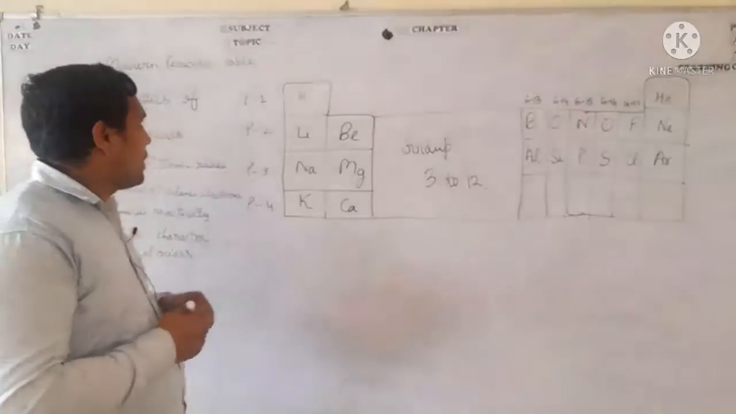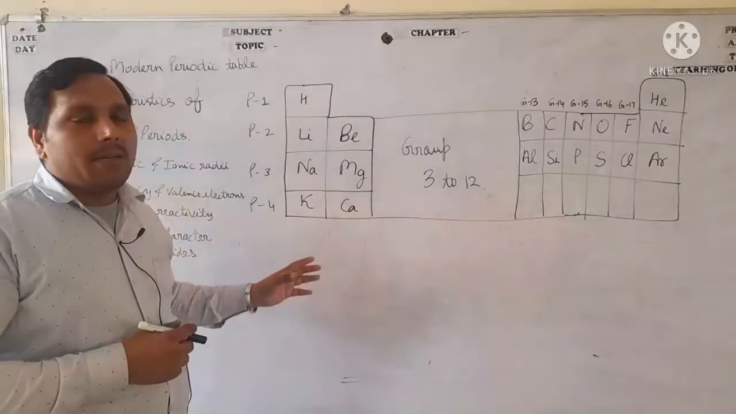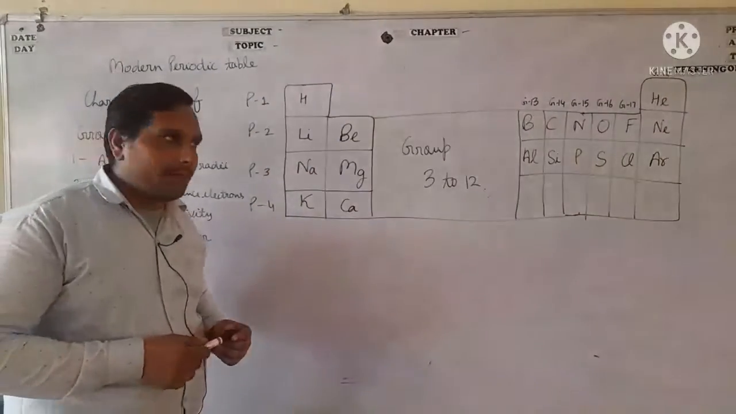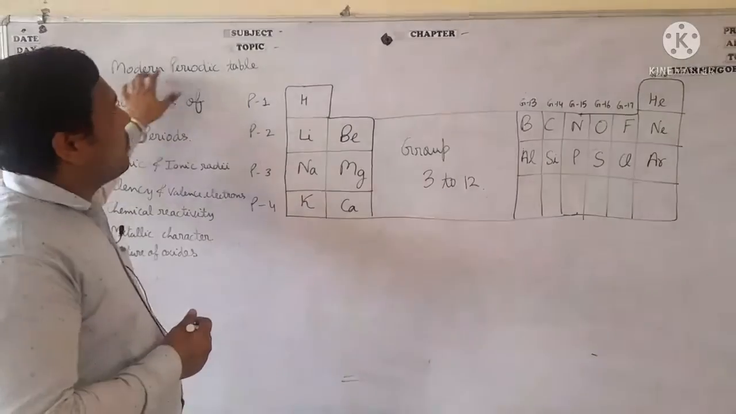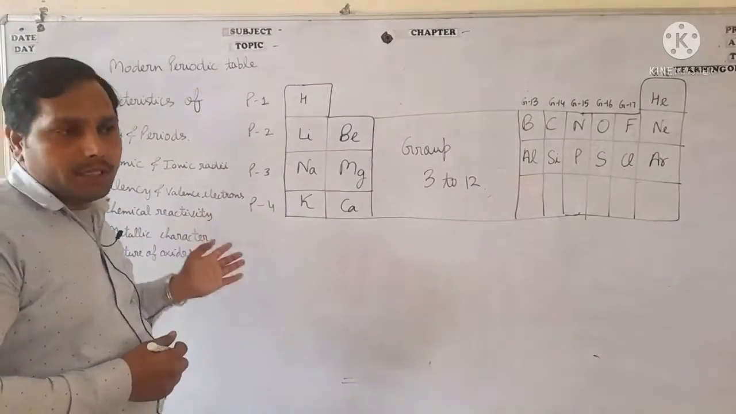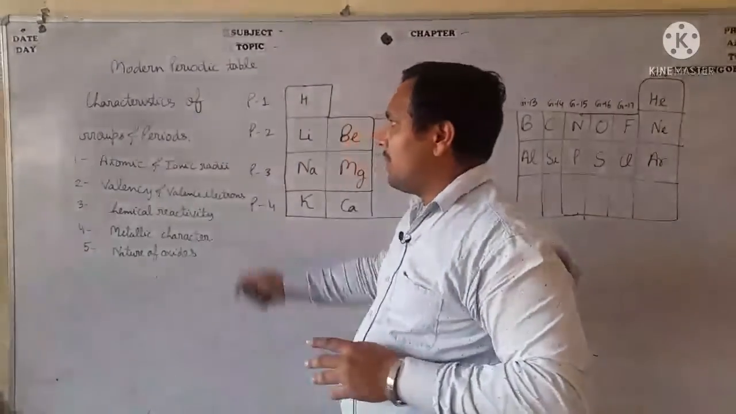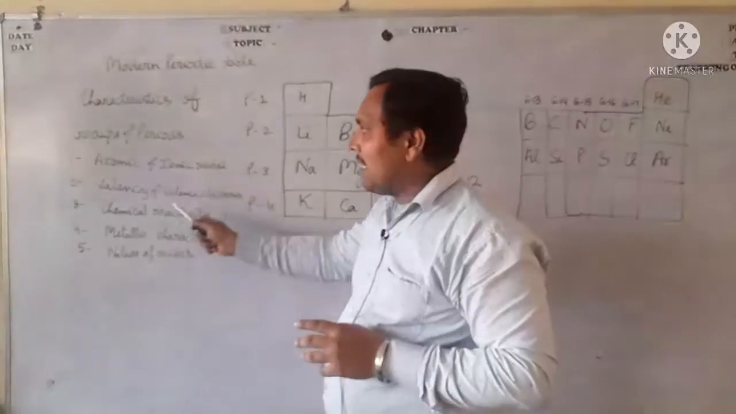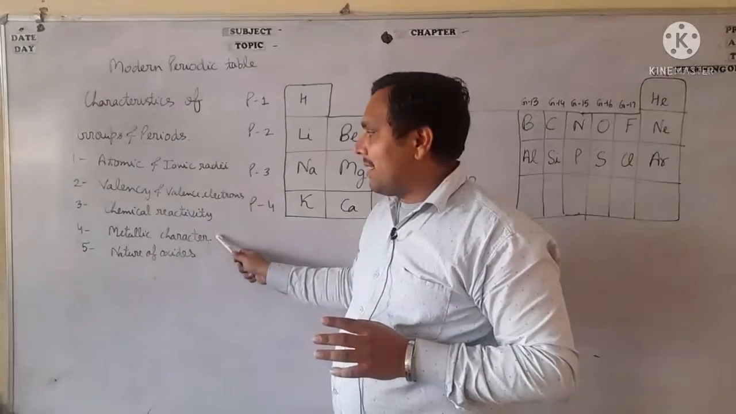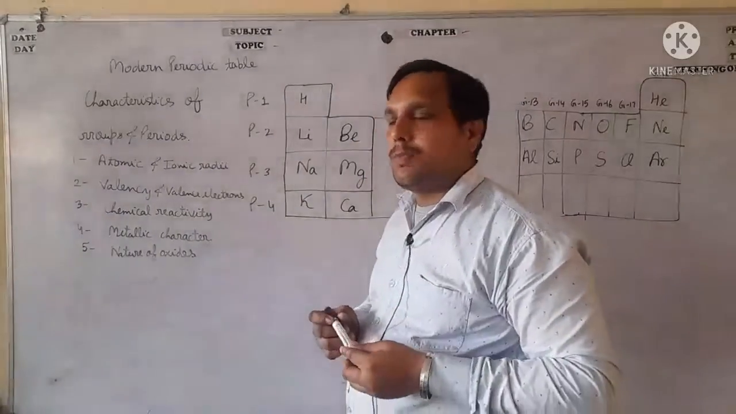Of the elements. Dear students, this is the modern periodic table, and these are the elements which are in your syllabus. These are the first 20 elements of the periodic table, and we have to discuss the modern periodic table and the characteristics of groups and periods. There are 6 characteristics in your syllabus. First one, atomic and ionic radii, valency and valence electron, chemical reactivity, metallic character and nature of oxide. One by one we will discuss these properties.